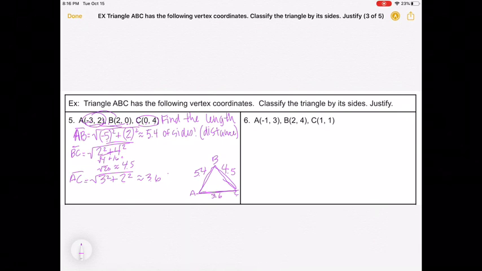Okay, so now look, we have 3 unequal sides. So that is a scalene triangle. And it says justify here. Your justification could be your work for one, or you could also write out like unequal sides.